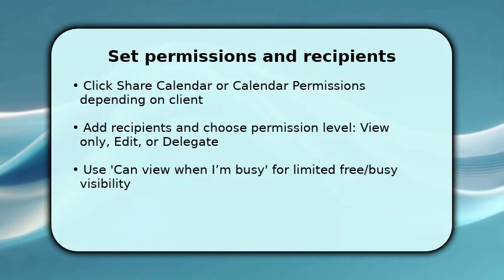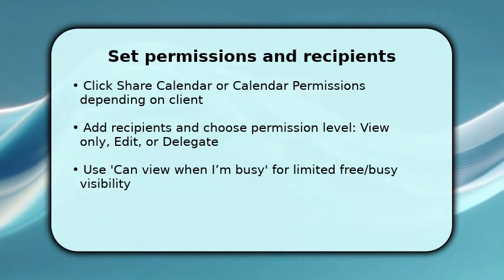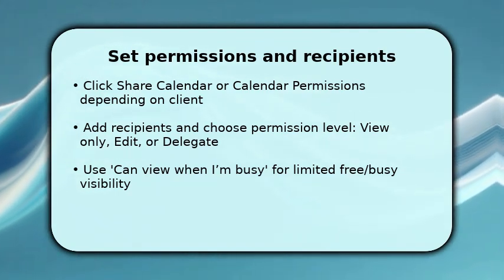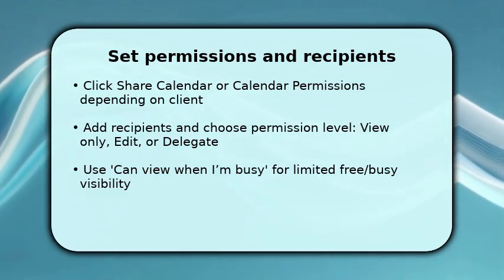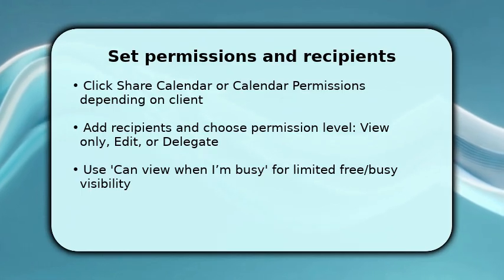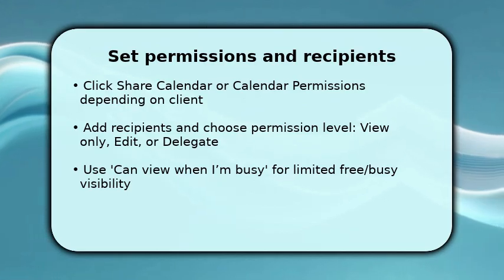Now add the people who need access and pick permission levels carefully. In Outlook on the web, use Share. In Desktop, use Calendar permissions or properties. Choose View only for read access, Editor to allow edits, or Delegate for mailbox tasks. Make sure to explain why you chose that level so recipients know what to do.